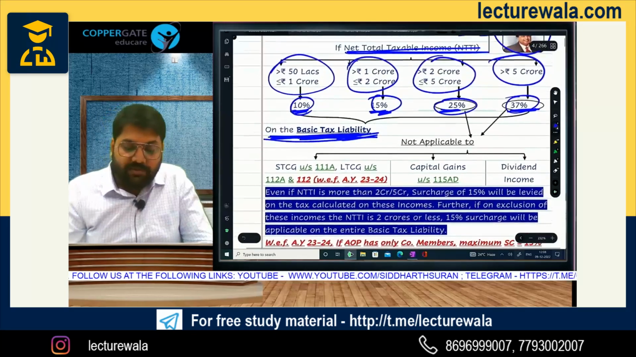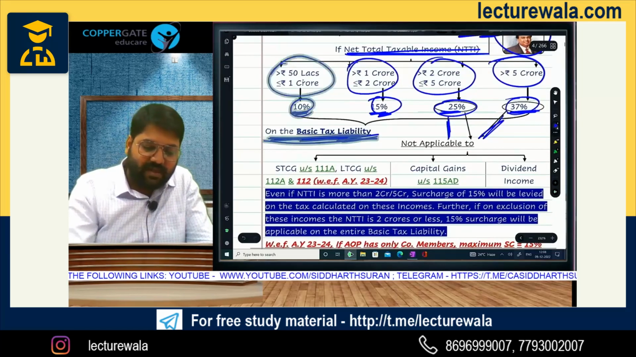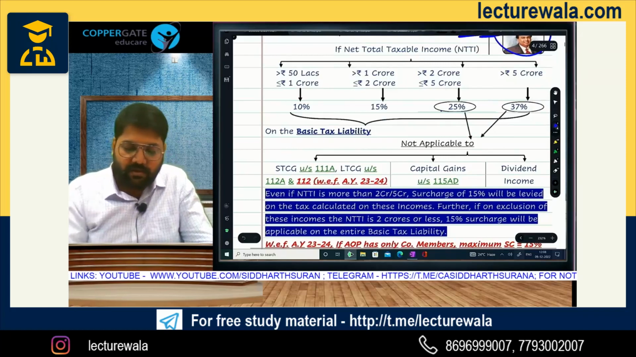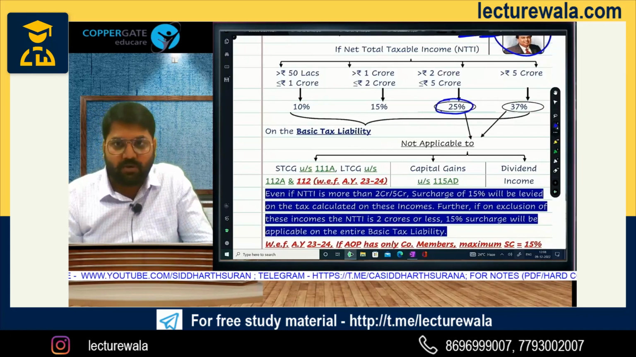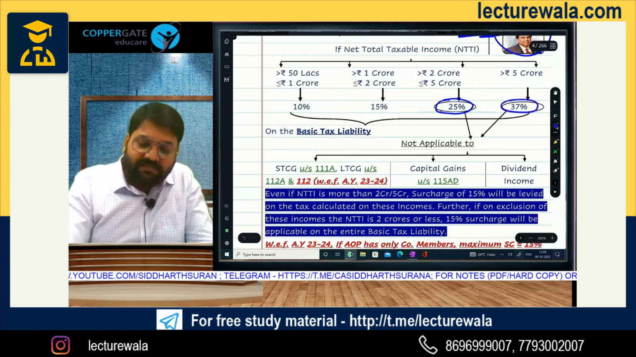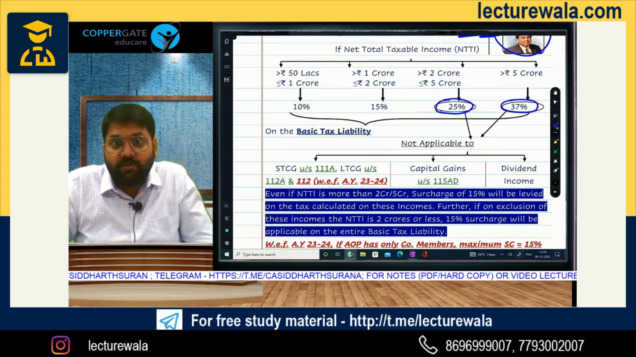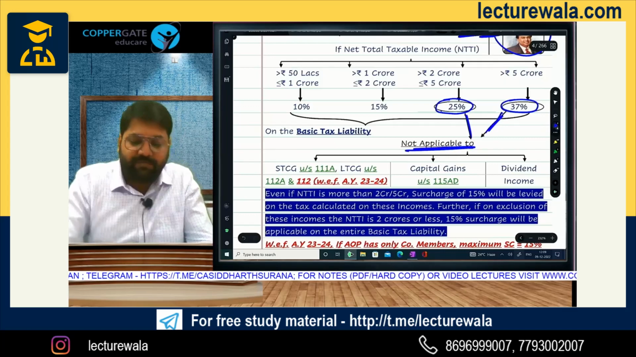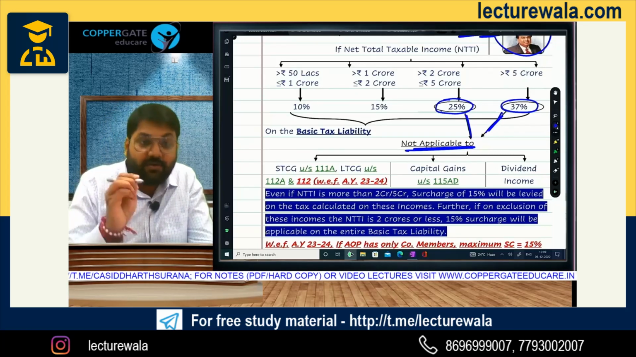However, this immensely high surcharge, 25 and 37. See from where the arrow is coming. Let me do a little cleaning here. 25% surcharge is applicable to those who earn more than 2 crore. 37% surcharge is applicable to those who earn more than 5 crore. They are very, very huge. This 25 and 37 will not be applicable to any tax that you calculate on the following incomes.